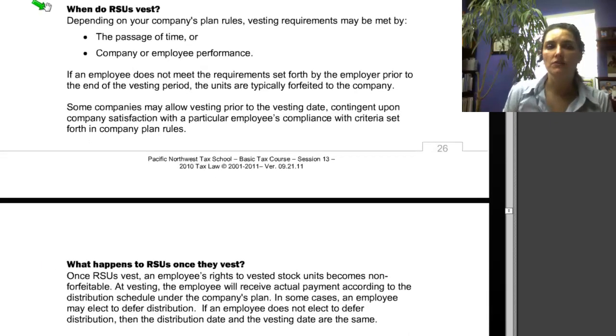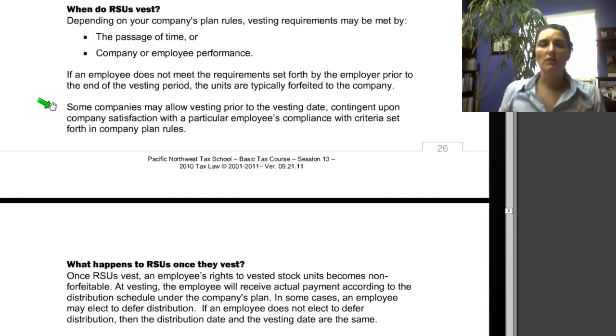So when do RSUs vest? Depending on your company's plan rules, vesting requirements may be met by the passage of time or company or employee performance. If an employee does not meet the requirements set forth by the employer prior to the end of the vesting period, the units are typically forfeited to the company. Some companies may allow vesting prior to the vesting date, contingent upon company satisfaction with a particular employee's compliance with criteria set forth in company plans.